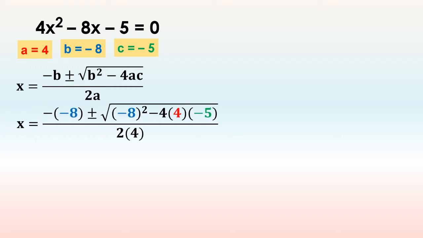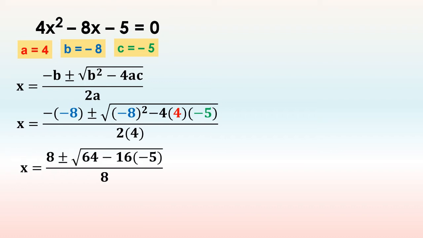Substituting the values of a, b, and c into our quadratic formula, we now have x is equal to negative multiplied by negative 8, positive and negative, the square root of the square of negative 8 minus 4 times 4 multiplied by negative 5, all over 2 times 4.